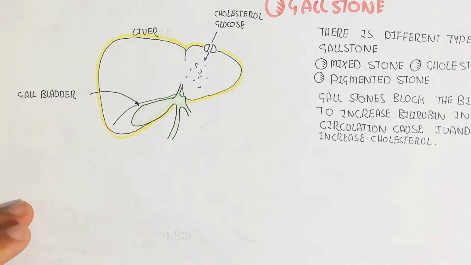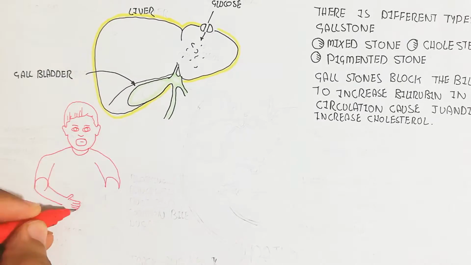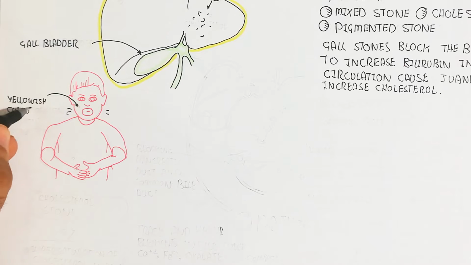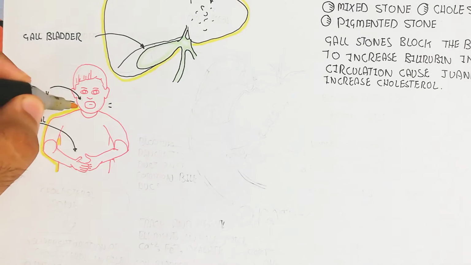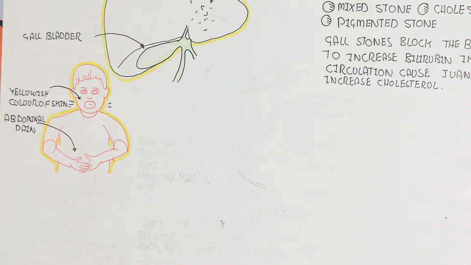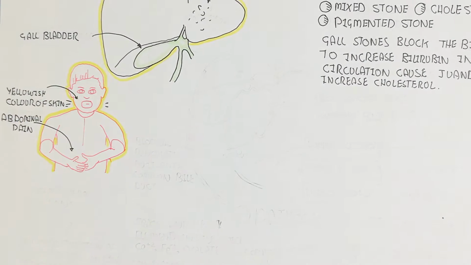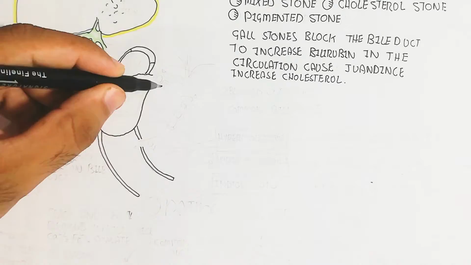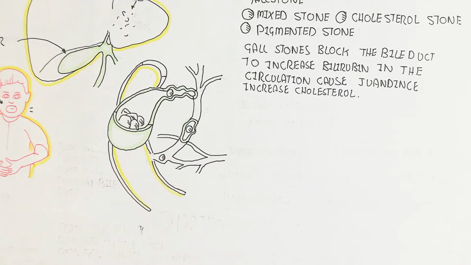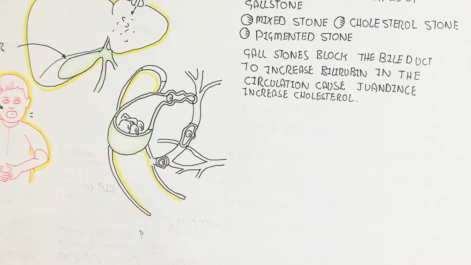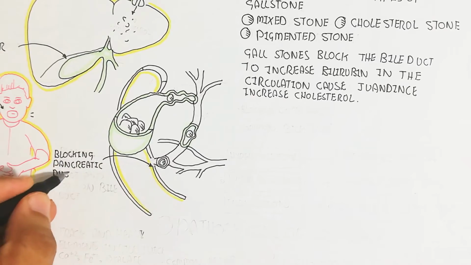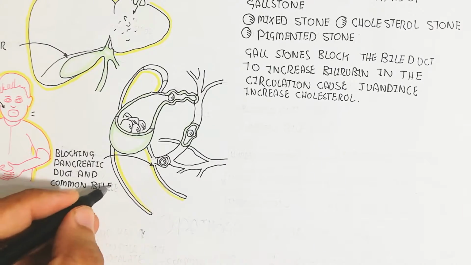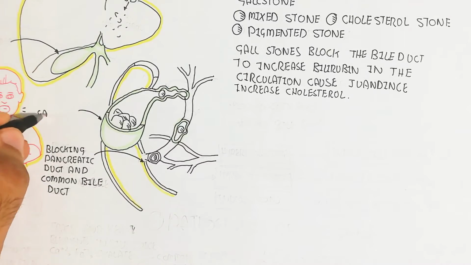So this is the liver and this is the gallbladder, which contains a bile duct used for the excretion of bile pigment into the intestine. The symptoms are yellowish color of the skin and abdominal pain, which is the major sign of gallstones. If the gallstones are present in the gallbladder, there is upper abdominal pain, while here you can see a stone blocking the pancreatic duct and common bile duct, which leads to lower abdominal pain.